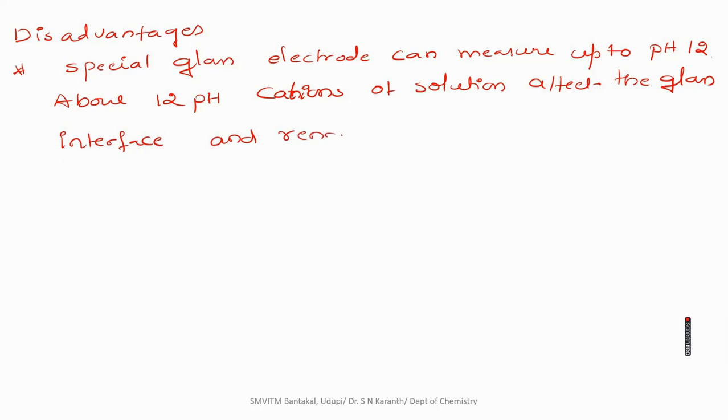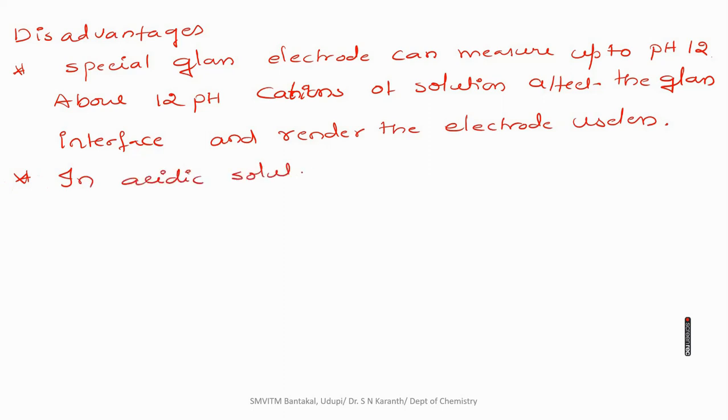Then the second disadvantage we observed is that if you use a very low pH value, at that time the anions come into picture. That is the highly acidic solution of pH less than 1. In an acidic solution of pH less than 1, the salt effects due to anions are observed.